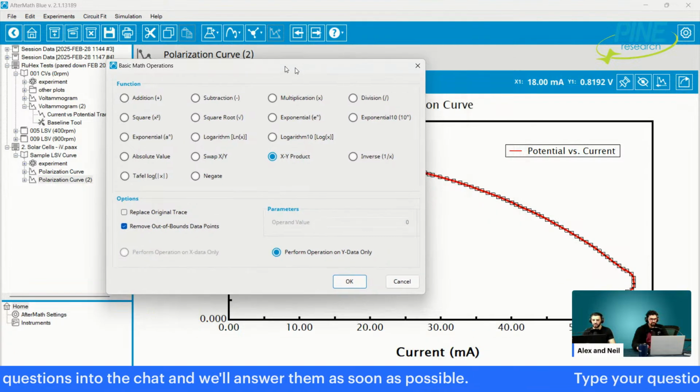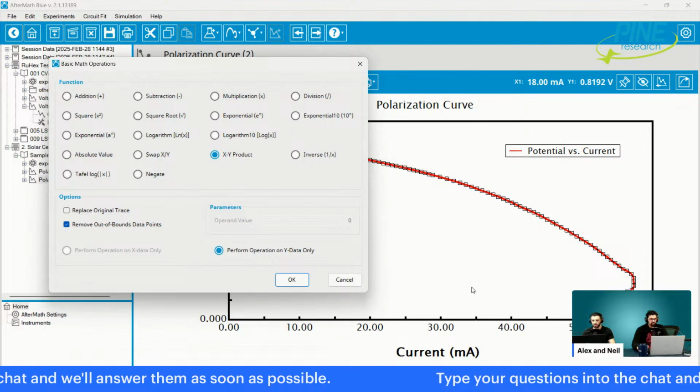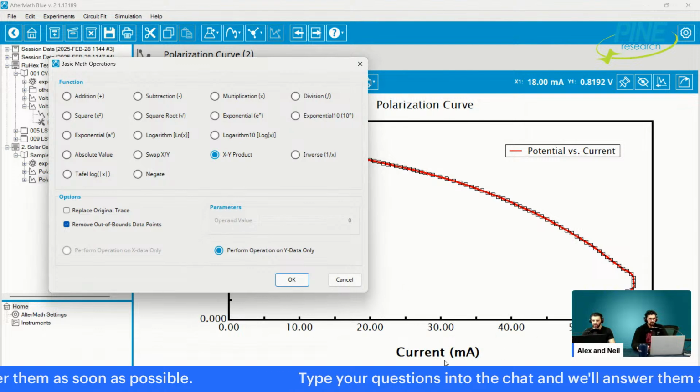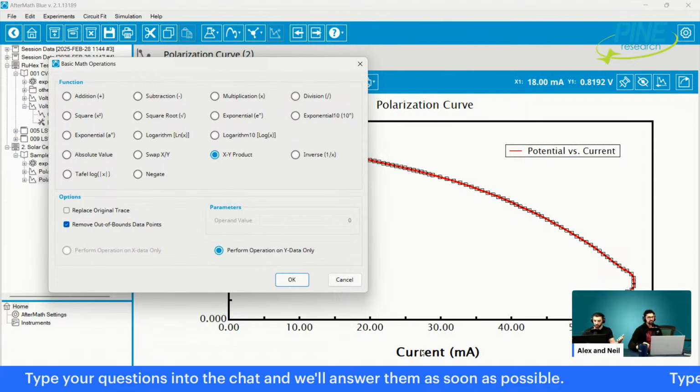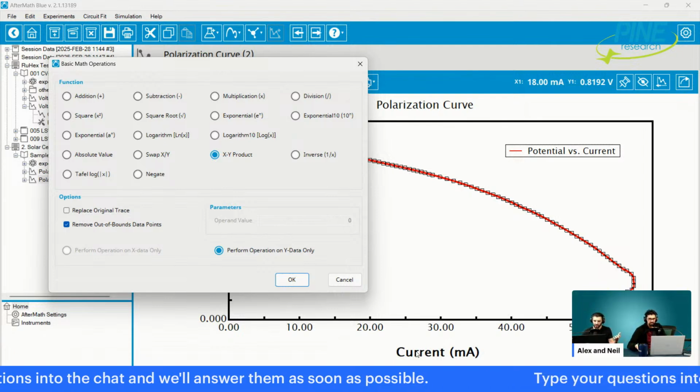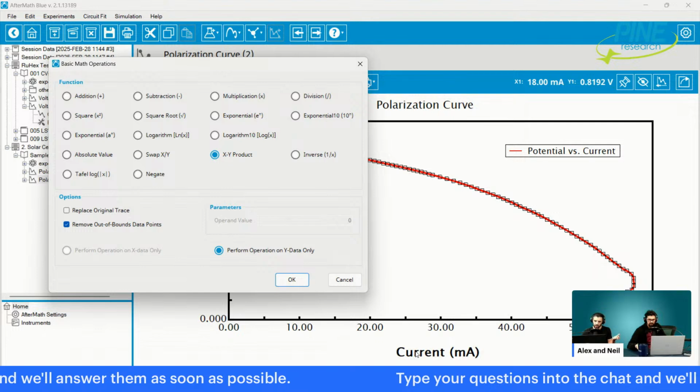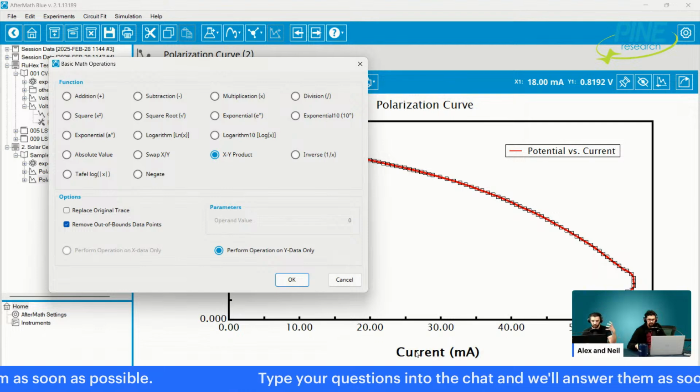So what I'm doing is I'm keeping the x-axis. You could do it either way, right? Usually you plot power with a polarization curve versus current. This is a common way that fuel cells or electrolytic cells, the plots are shown.